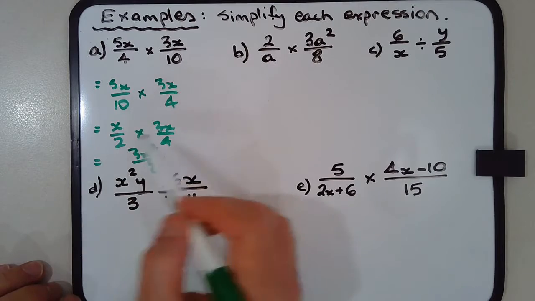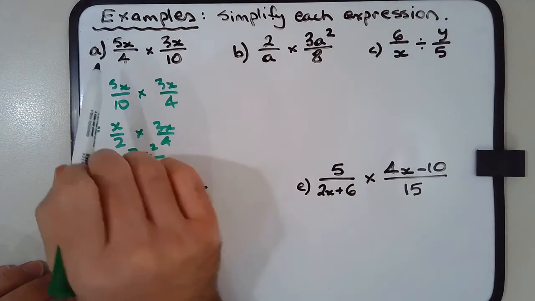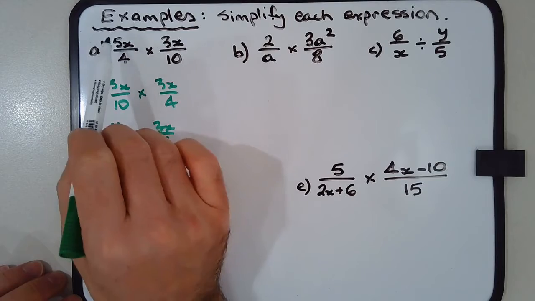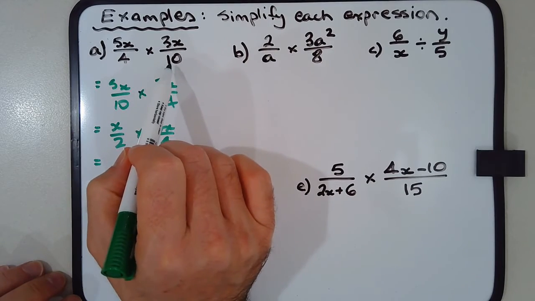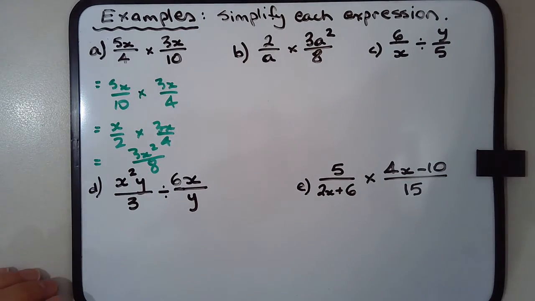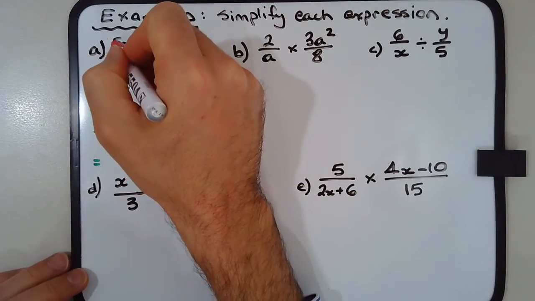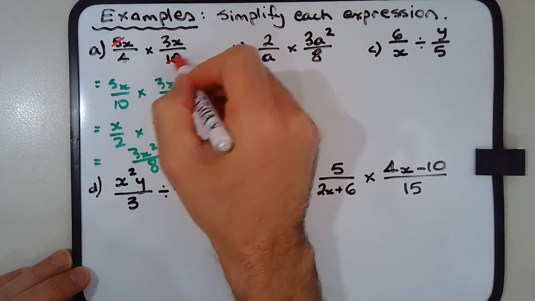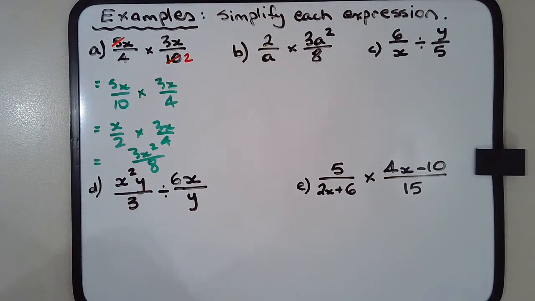Now we could have saved a step by just observing that the 5 and the 10 can be reduced to 1 over 2. If you want to do that, that's fine. If you can see that, that's great. So we could just cancel out the 5 and turn the 10 into a 2, and that would also work, and it would save a step.